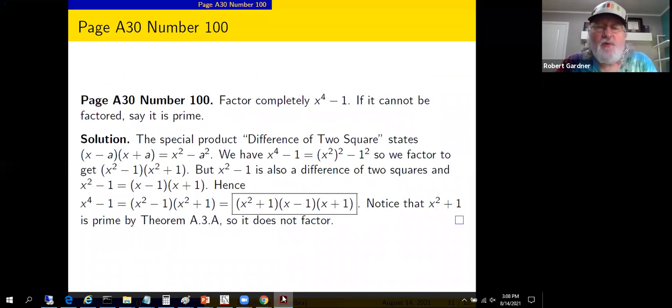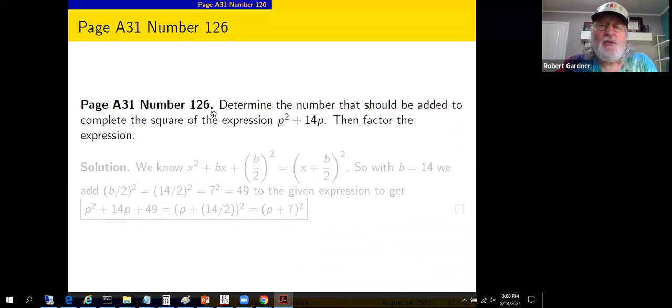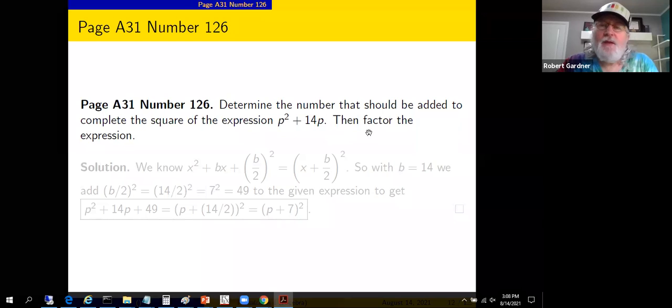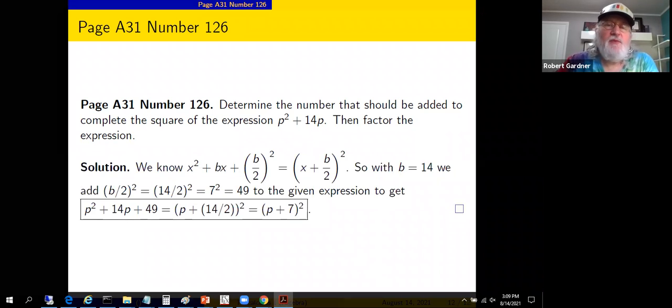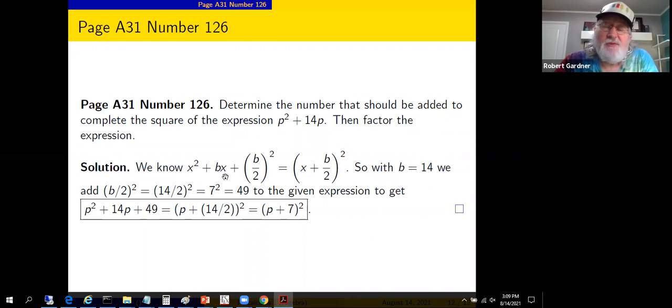As an example, the final one from this section, let's look at number 126. Determine the number that should be added to complete the square of the expression p squared plus 14p. Then factor the expression, write it as that perfect square. So they've given us p as the variable instead of x. Maybe that's the first time we've seen that kind of thing in the appendices. That's exactly of the right form. It's of the form x squared plus bx, except they use p's. The leading coefficient is 1, and we've got b equals 14 in this case.